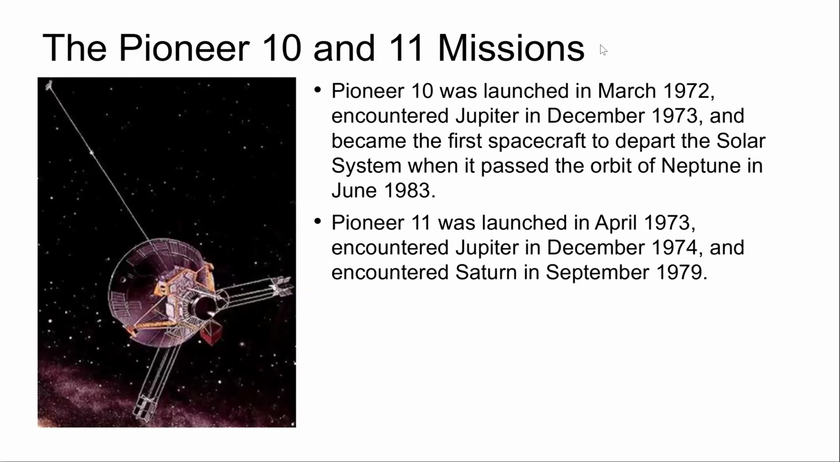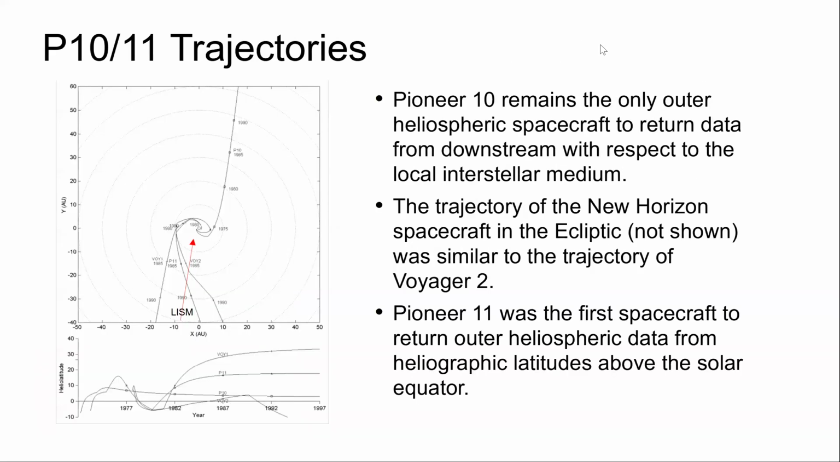Pioneer 10 was launched in March 1972, back when I was in high school. It encountered Jupiter in December of 73 when I was a sophomore at Caltech. It became the first spacecraft to leave the solar system when it passed beyond the orbit of Neptune in June 1983, around the time I got to Ames. Pioneer 11 was launched a year later in 1973, encountered Jupiter in 1974, Saturn in 1979, and here's a plot of the trajectories of the spacecraft themselves.